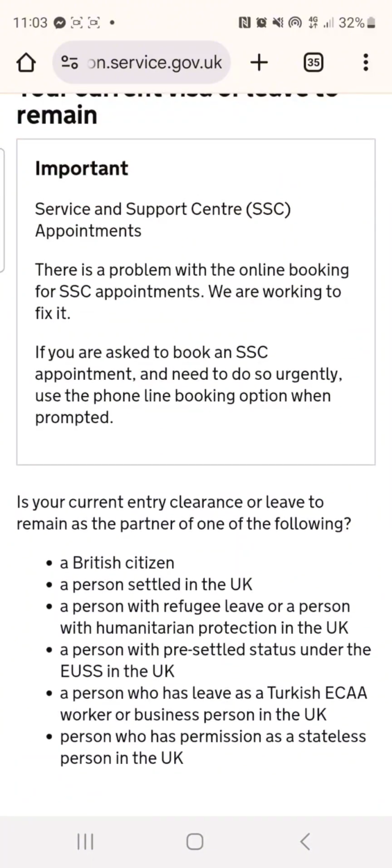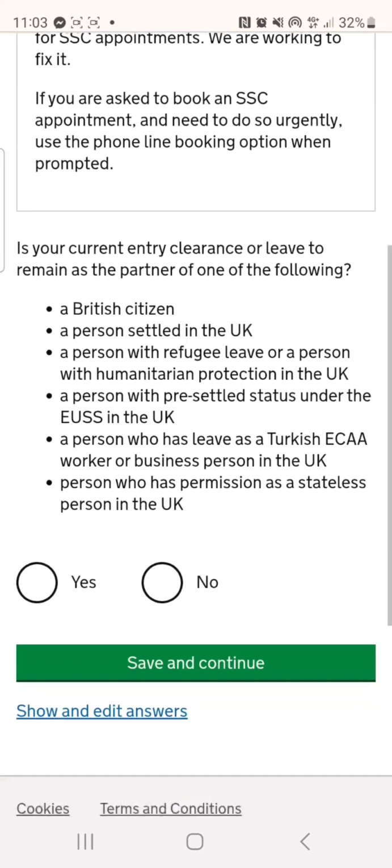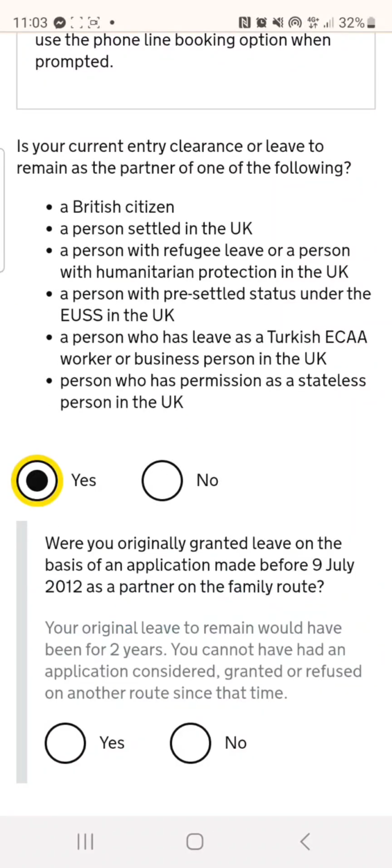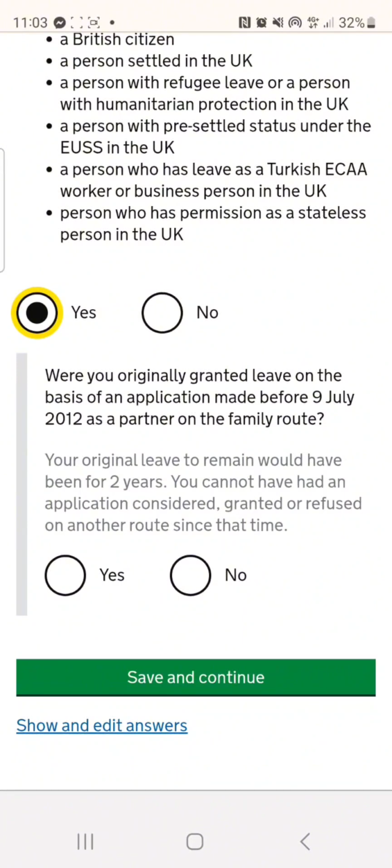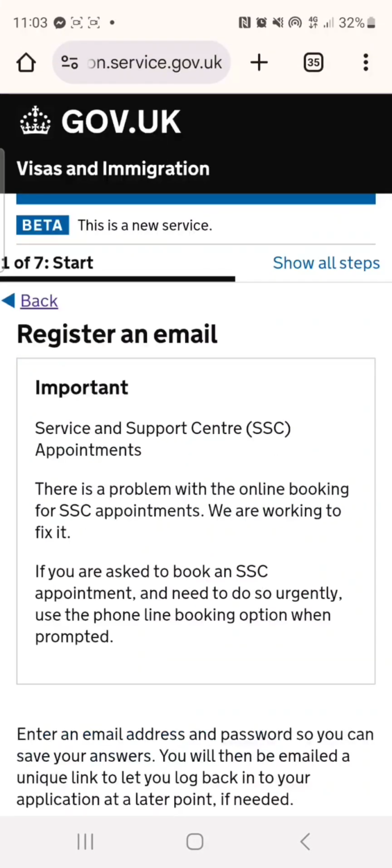Is your current entry clearance or leave to remain as the partner of one of the following? Yes. I have indefinite leave to remain, so I click yes. Were you originally granted leave on the basis of an application before 9th of July 2012 as a partner on the family route? No.